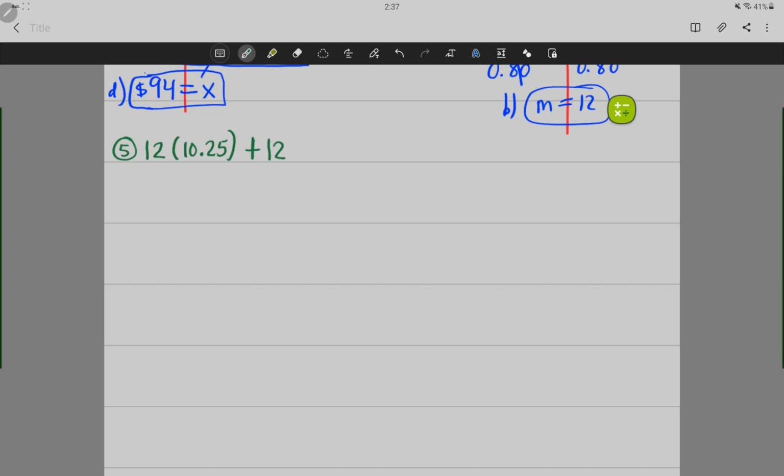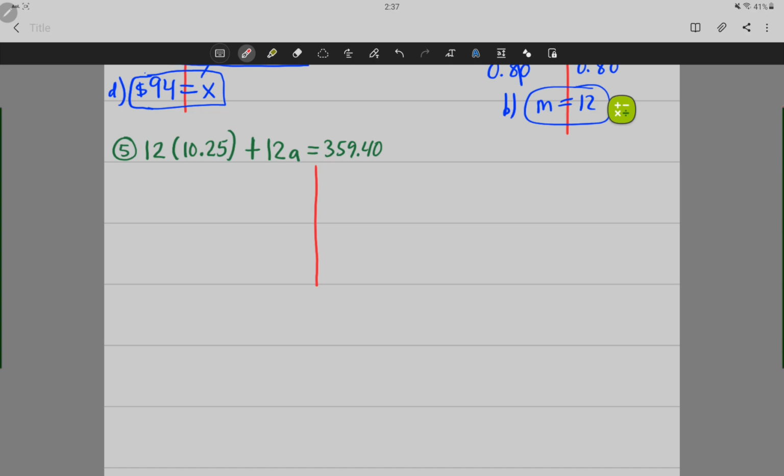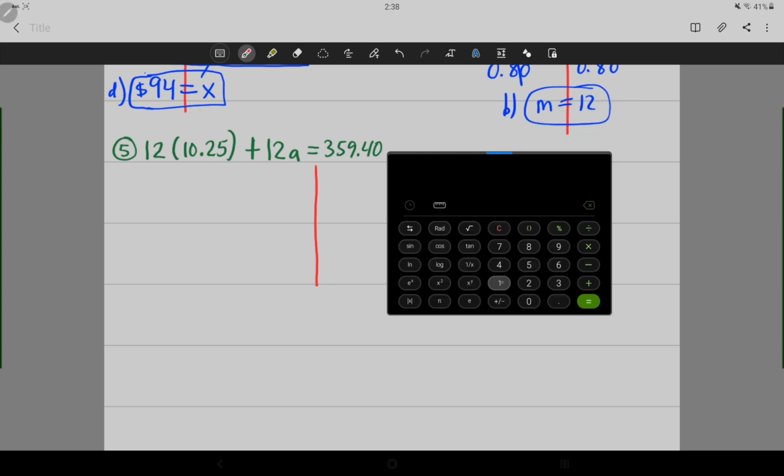But we don't know how much. However, it did give us the variable to use, letter A, so we'll use that for adult. And it gives us the total, so that's equals $359.40. Okay. So again, equal sign, draw the line. Before we do anything, we want to get rid of parentheses, and we should remember we can get rid of it by multiplying, since that is the operation for which parentheses is there for. So 12 times $10.25 gives us $123.